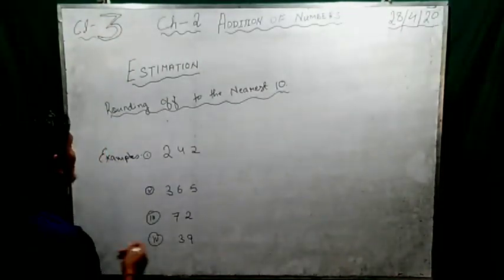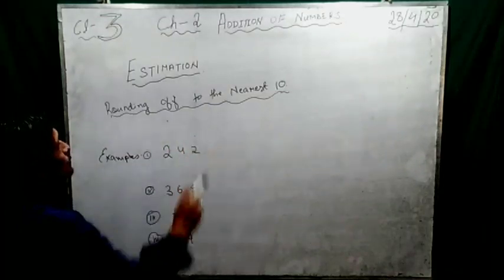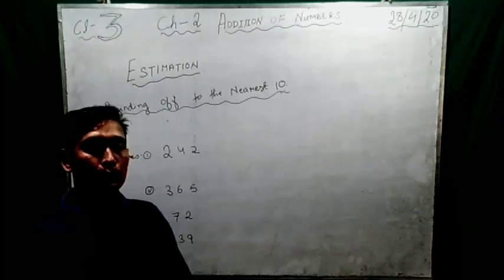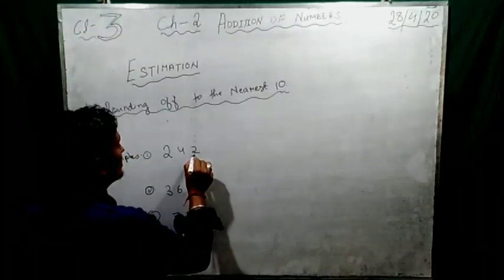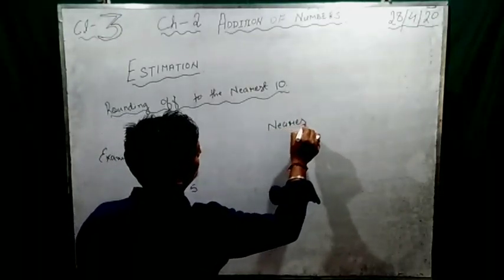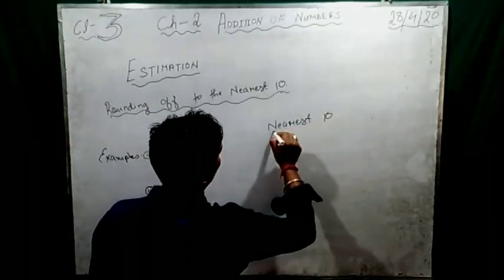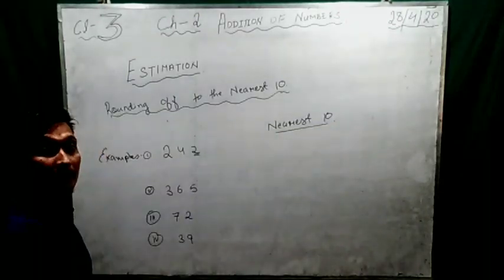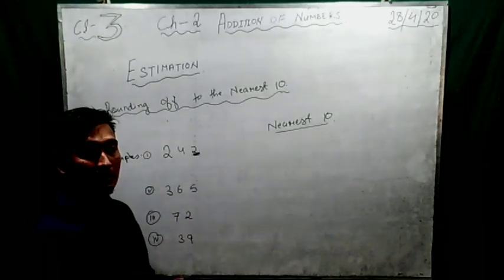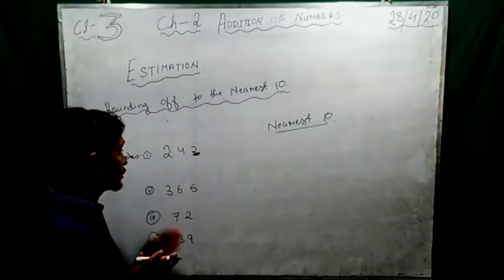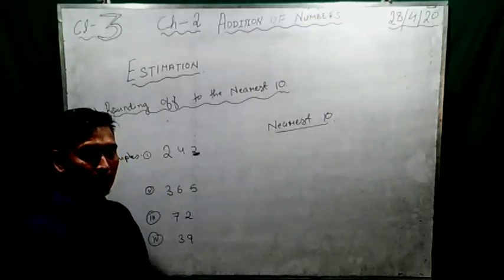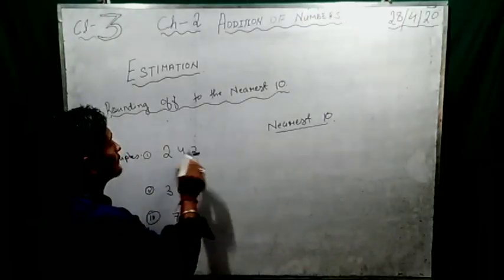So let's take a few more examples of rounding off to the nearest 10. How will we do it? First of all, we have to see the ones place number. What is that? That is 2. Is it more than 5 or less than 5? It is less than 5.